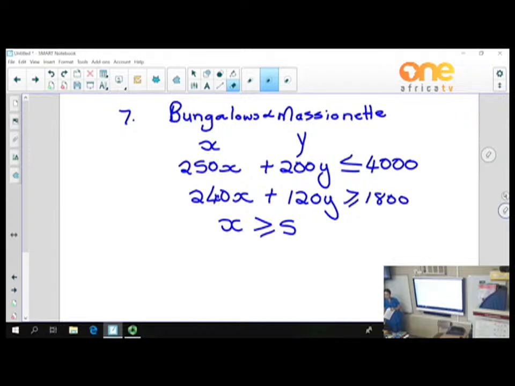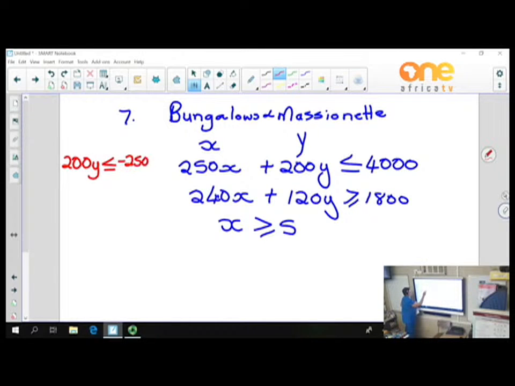There are your 3 inequalities. To be able to draw them, we need to change them to standard form, isn't it? So let's do that first. If I change this one, I just do the algebra, because there are people who struggle to see it. So 200y is less than or equal to negative 250x plus 4,000. This is algebra here now, and y is less than or equal to... Now what is 250 over 200? 5 over 4. 5 over 4x. And what is 4,000 divided by 200?